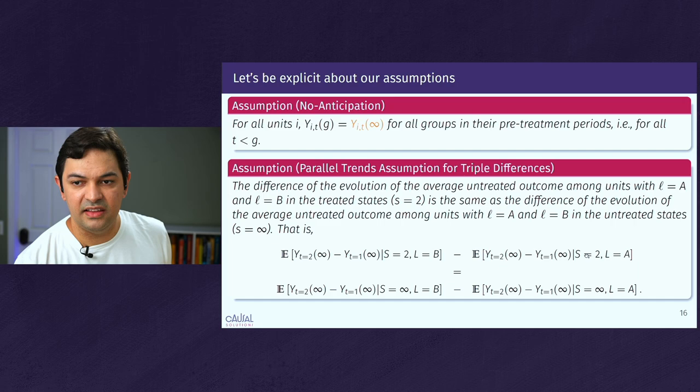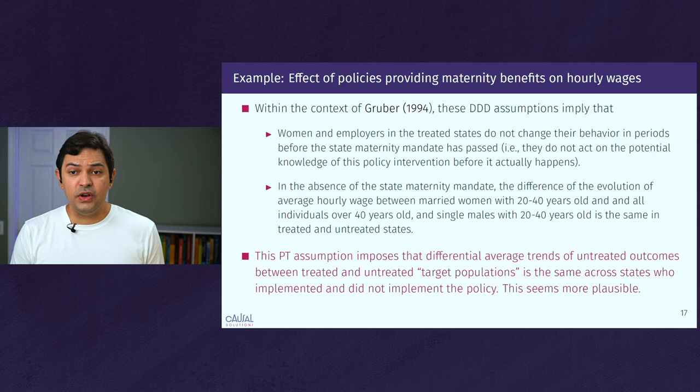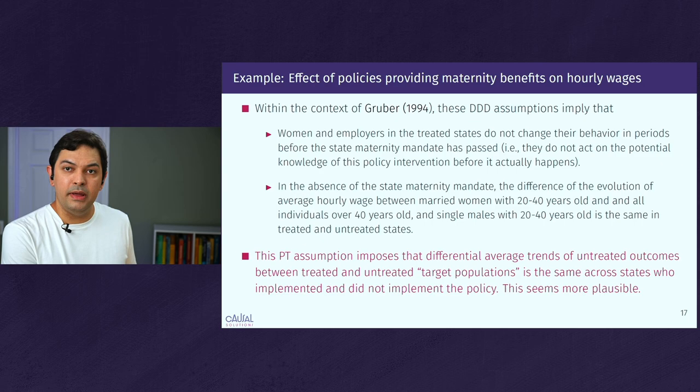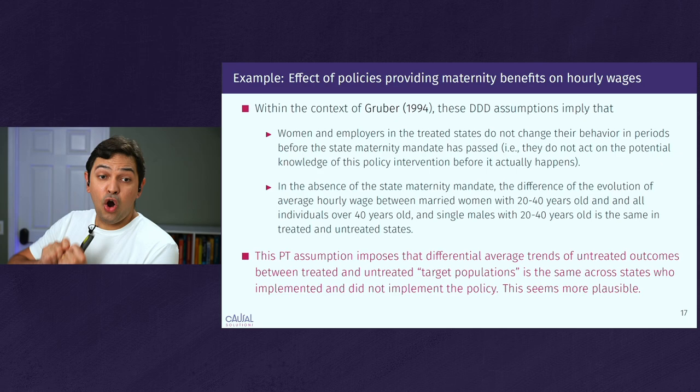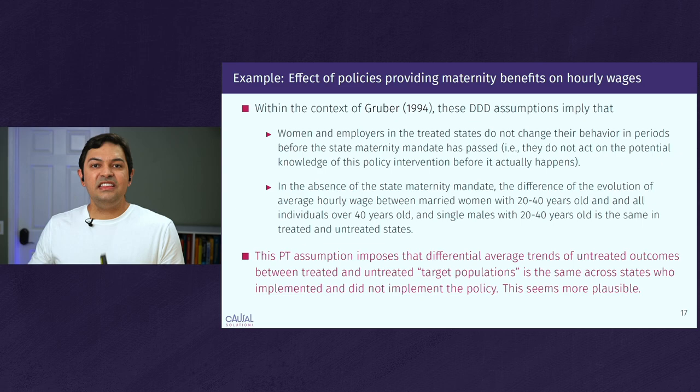In our application, from Gruber, the founding father of triple differences, this assumption implies that in the absence of maternity mandates, the difference of the evolution of average hourly wage between married women between 20 and 40 years old, and all individuals over 40 and single males, is the same in treated states and untreated states. So this assumption imposes that the differential average trends of untreated outcomes between treated and untreated target populations are the same across states who implemented the policy and states who have not enacted the policy.